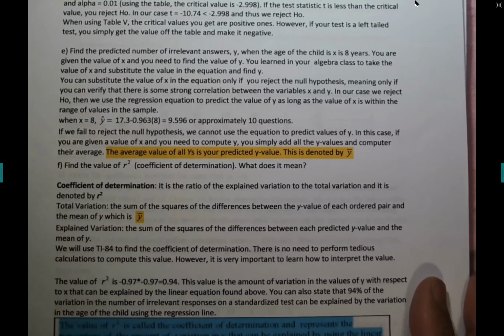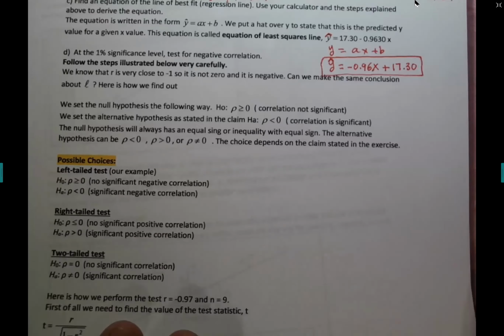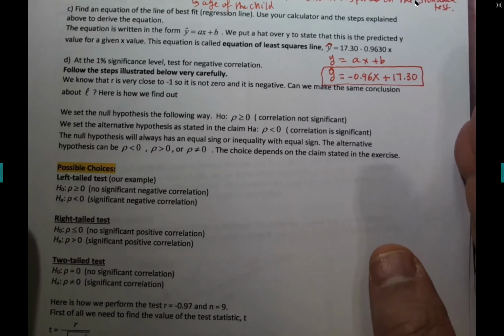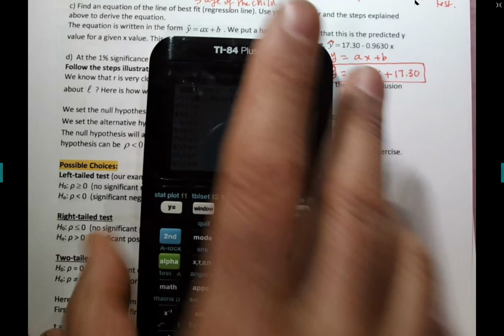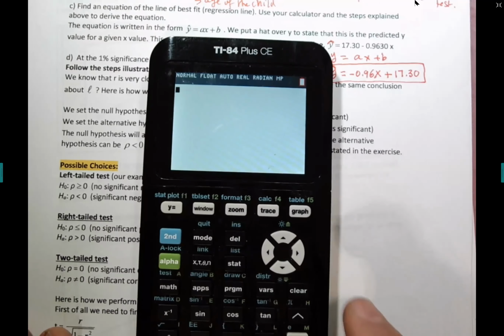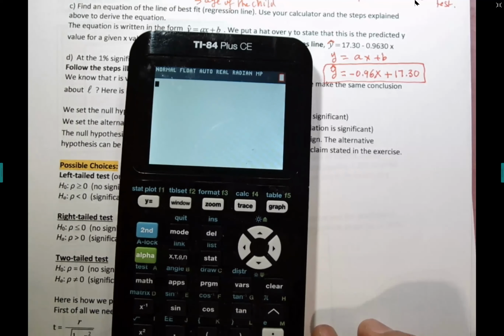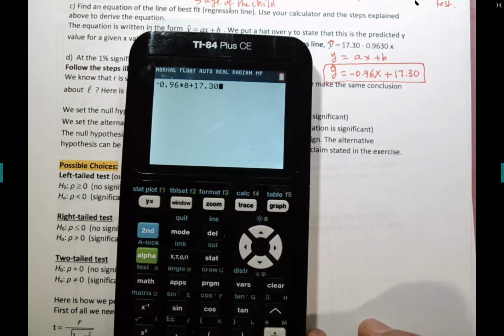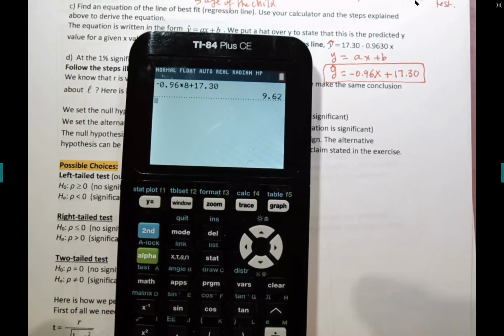If you want to see on the calculator how you get the answer, it's very easy to do. So let's just clear everything. And you just put negative 0.96 times 8 plus 17.30. And there you go. The number of irrelevant responses is 9.62. But because the response cannot be a decimal, it has to be a whole number, I would say it's about 10 irrelevant responses. It's just rounded to 10. Okay.